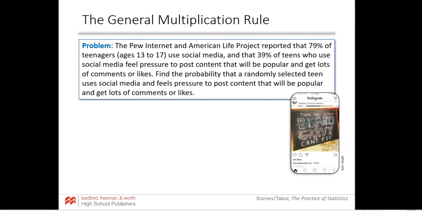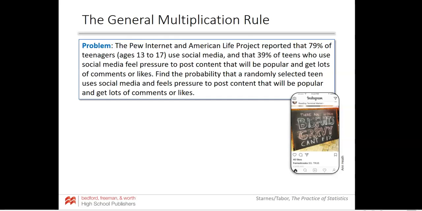In this case, the Pew Internet and American Life Project reported that 79% of teenagers, about 13 to 17, use social media, and that 39% of teens who use social media feel pressure to post content that will be popular to get lots of likes. Find the probability that a randomly selected teen uses social media and feels pressure to post content that would be popular, get lots of likes.